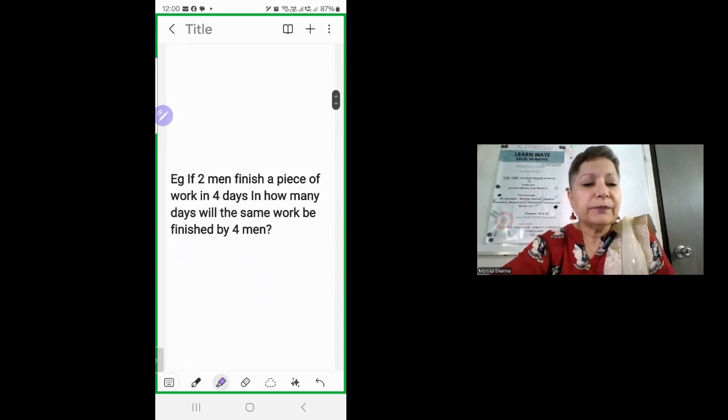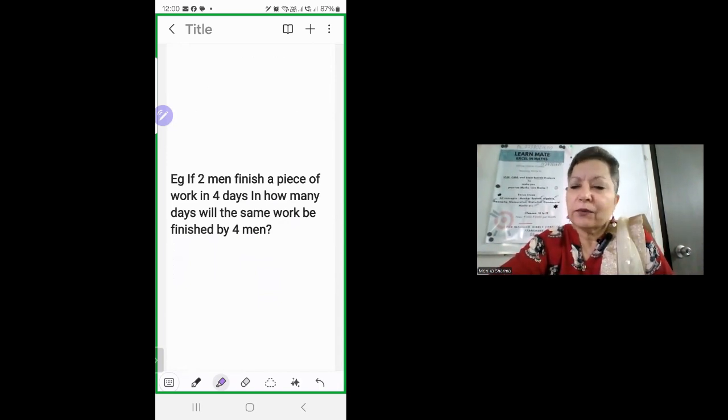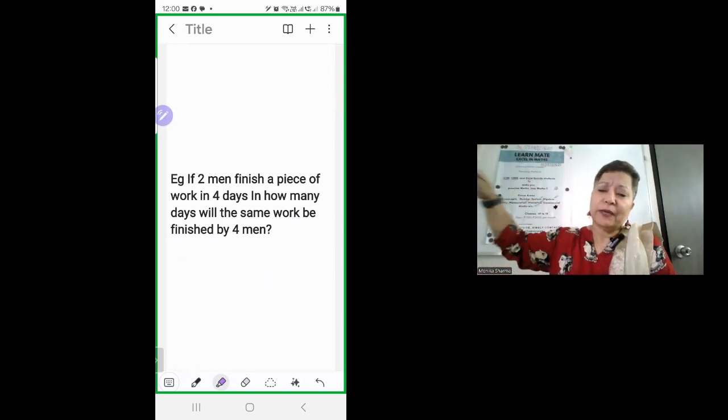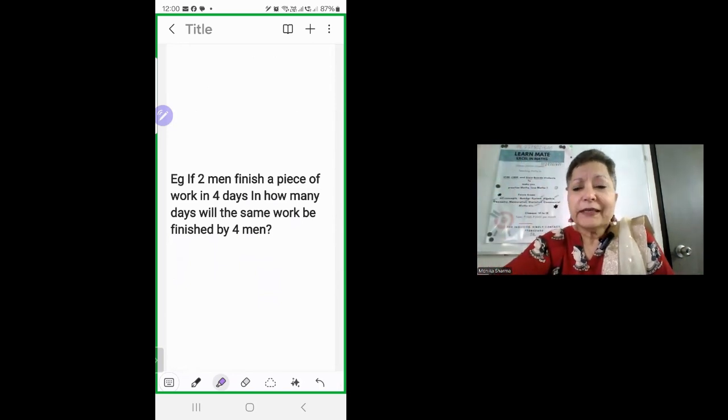If two men finish a piece of work in 4 days, like suppose I have two men who are painting a wall and they take 4 days to paint the wall. Now, instead of two men, I double the number of men. I take four men. So, is it actually going to take more time to finish that work, or will it take less time? Obviously, it will take less time. So, my concept of dividing has actually not worked.